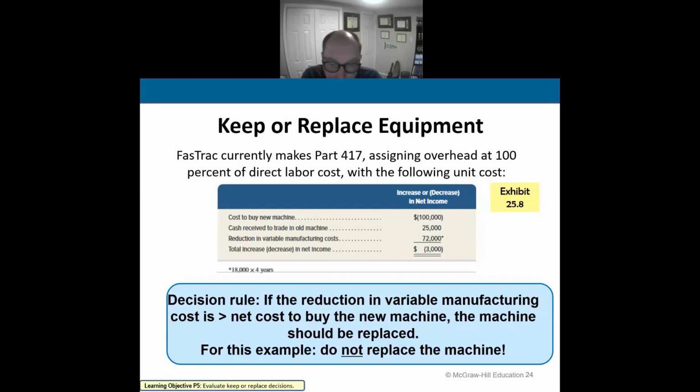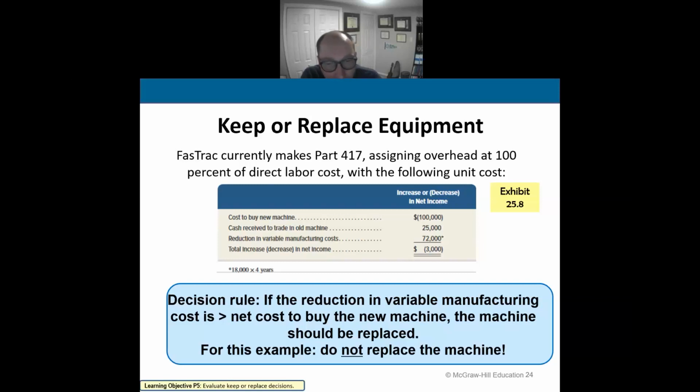Now, of course, there's some basic considerations here. What does it cost to buy a new piece of machinery? In our example, it's $100,000. If I were to sell my old machinery and get a little bit of cash from that, what kind of cash would I get from it? About $25,000. Okay, not bad.